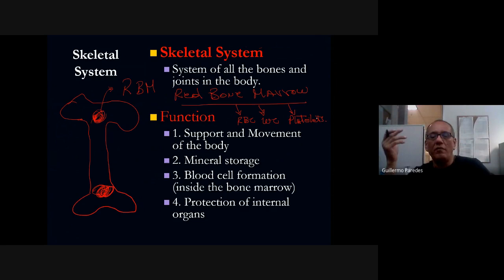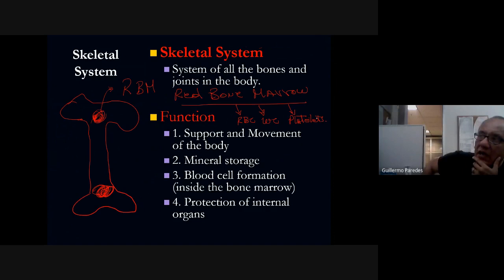Protection of the internal organs will be the cranium, the thorax, the pelvis. Imagine if we didn't have a cranium, or a thorax. The brain, the heart, and the lungs, which are vital organs, would not be protected, and they could be injured very easily.